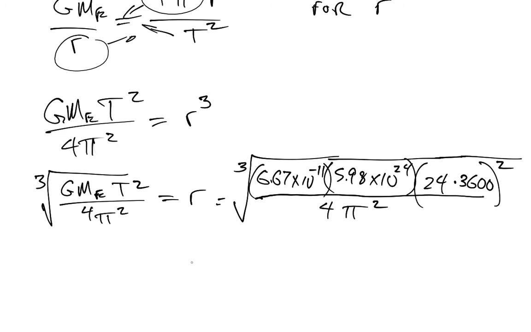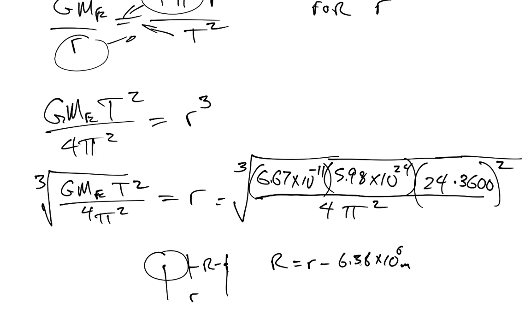And remember that R is the total distance from the center. So in order to get it from the top, we're going to have to subtract the radius of the Earth. So the height is going to equal R minus 6.38 times 10 to the 6 meters. That's the radius of the Earth. Okay? And that's the end of that problem. All you have to do is plug it through your calculator and take the cube root. Thanks for watching.